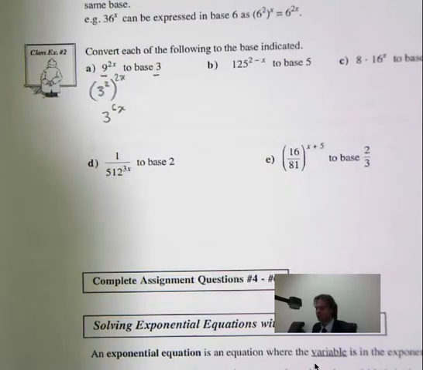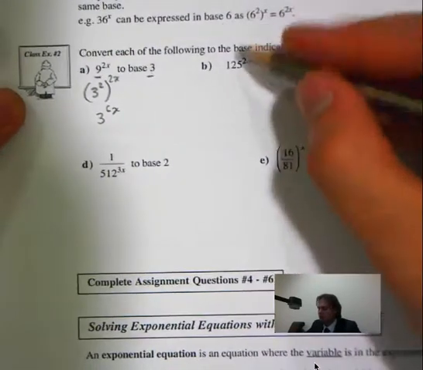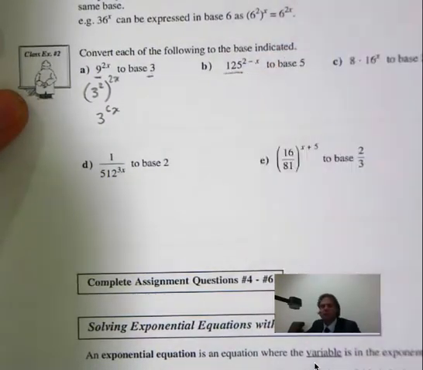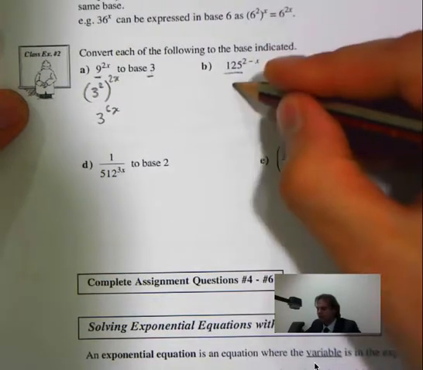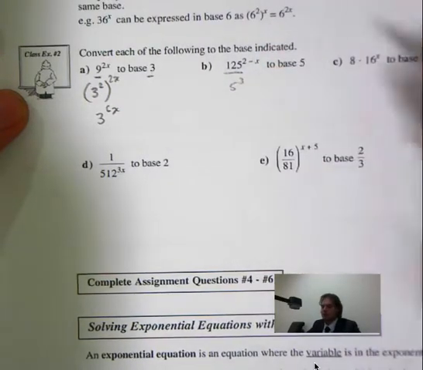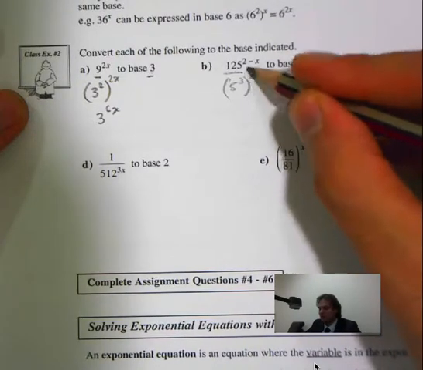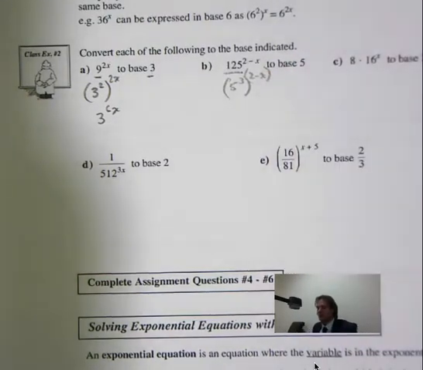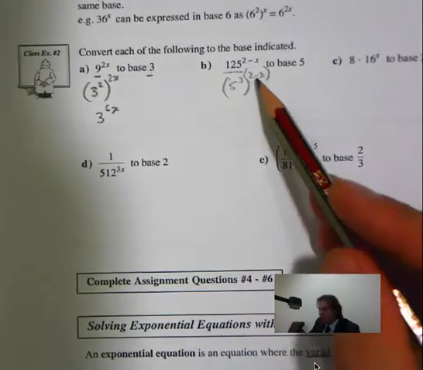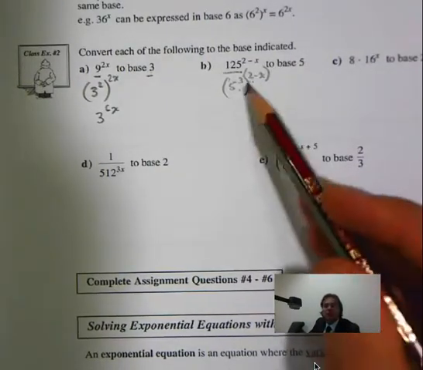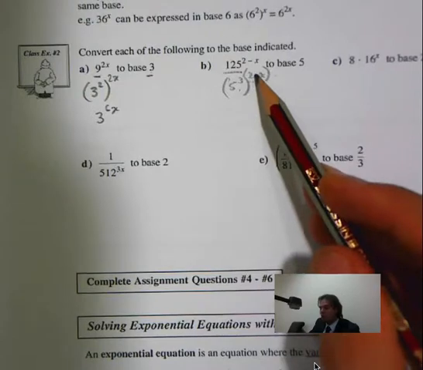All right? Okay, let's try this next one here. We want this in base 5. Well, 5 to the power of 3 is equal to 125. And all that is to the 2 minus x. Now, I have to multiply this 2 minus x into that 3, both of them, because it's 3 multiplied by 2 minus x.